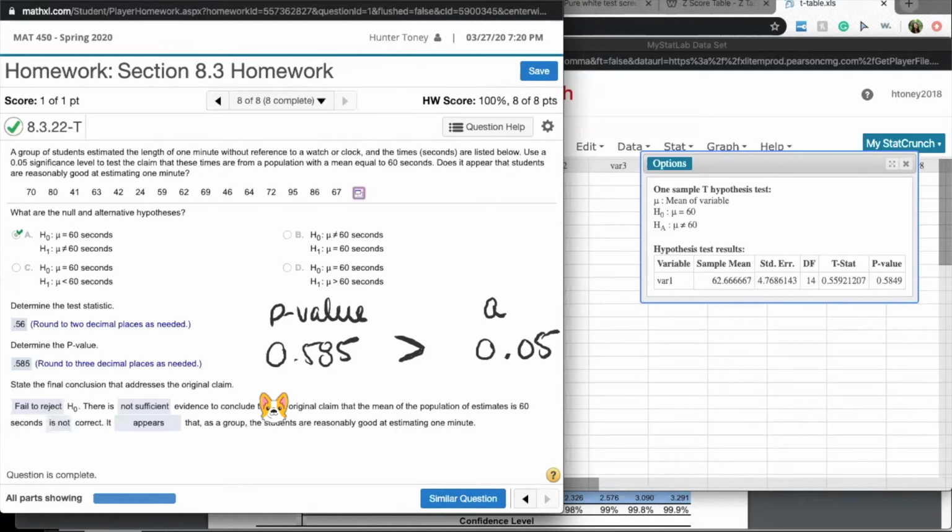So we want to fail to reject our null hypothesis and then move on to look and see if there is sufficient evidence to conclude that the claim that the mean of the population of estimating 60 seconds is or is not correct, and if it appears that as a group the students are reasonably good at estimating 1 minute. So depending on the values you get, you want to compare them to the full sentence and make your conclusions off that.